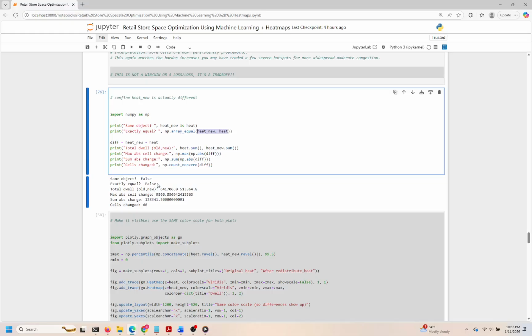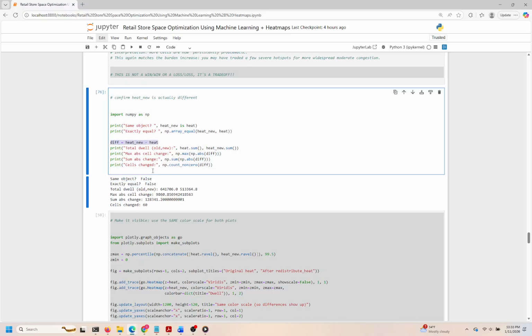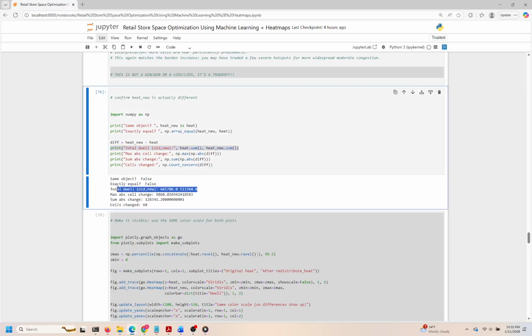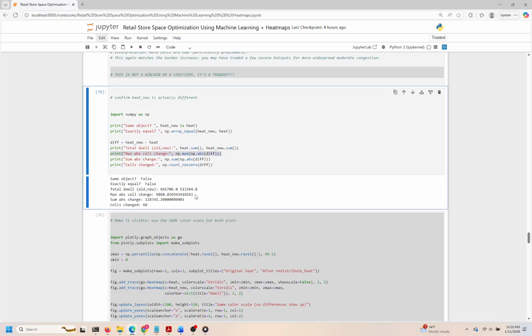The heart of the analysis follows with a calculation of the difference between the two arrays, yielding crucial insights into our changes. We then print the total sum of the old and new datasets, which provides context on how our modifications have affected the overall heat data. Furthermore, we dive into the specifics of these changes by calculating the maximum absolute change for any single cell and the total sum of all absolute changes.